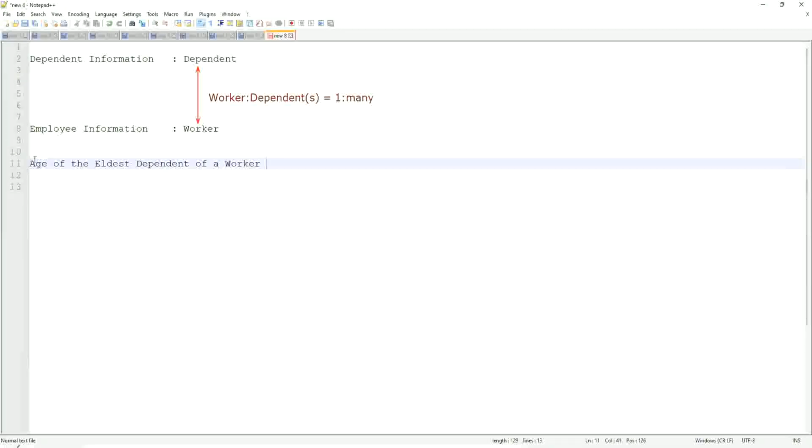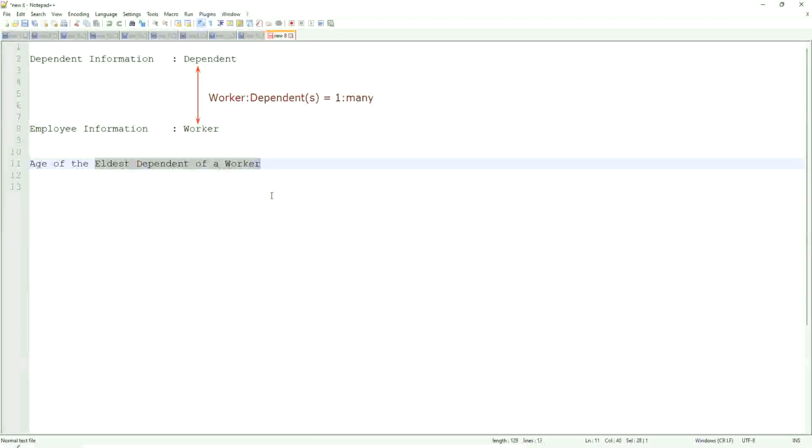There are two things to it. One is eldest dependent of a worker. And then age of the eldest dependent. Isn't it? First, we have to find out who is the eldest dependent. Then we find out what is the age of that eldest dependent. We break it down into smaller pieces. Now eldest dependent.